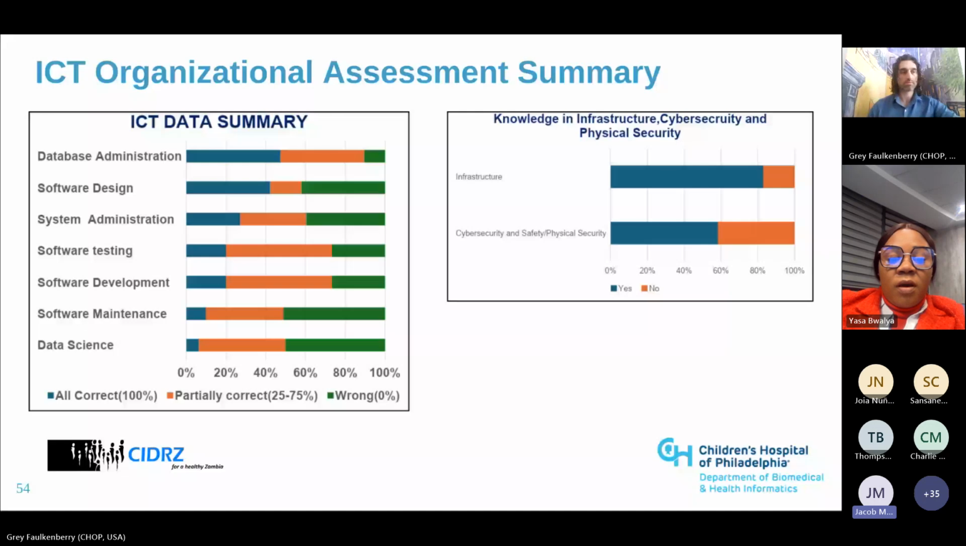For each of the thematic areas under the ICT assessment, we will present the overall performance. We noticed that for database administration and software design, at least 40% of the participants that responded to these sections got everything right. The highest gaps we saw were in software maintenance and data science, followed by software testing and software development. Next slide.